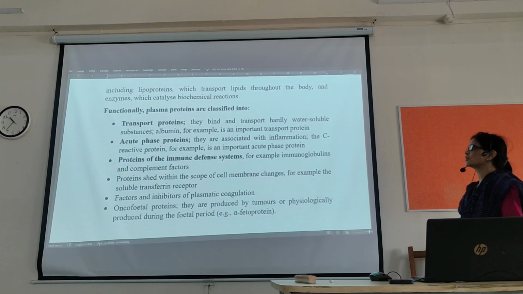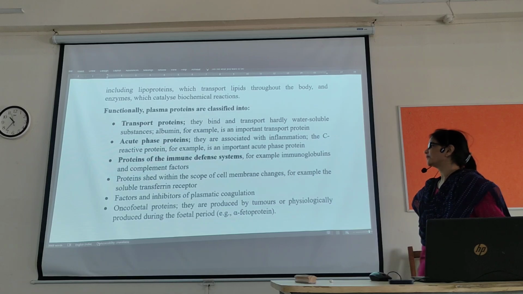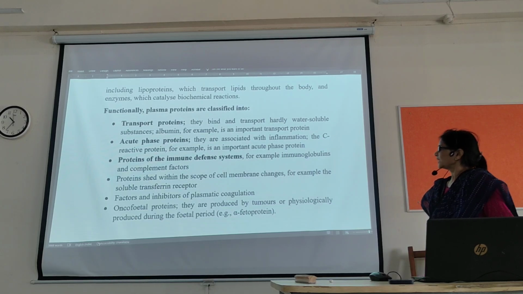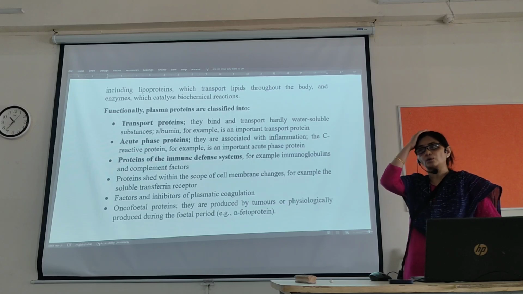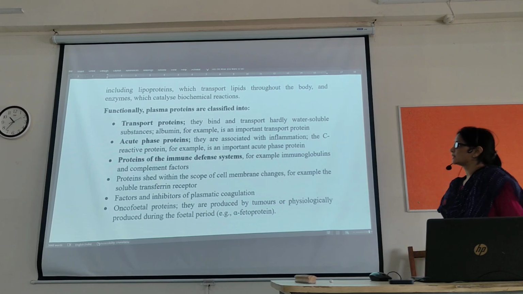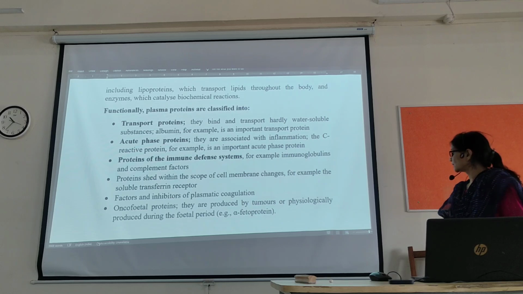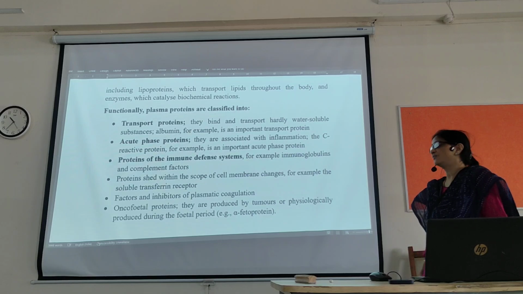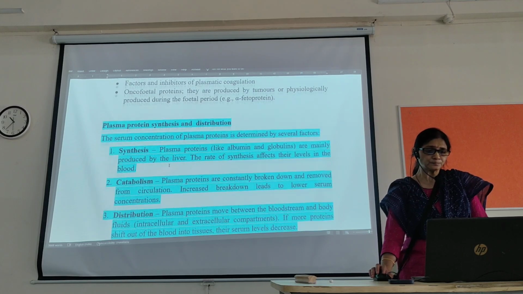Proteins which are shed within the scope of cell membrane changes, for example soluble transferrin receptors. Then the next type is the factors and inhibitors of the plasmatic coagulation. The coagulation or clotting factors in plasma, those factors and inhibitors also act as plasma proteins. Then oncofetal proteins are produced by tumors, or physiologically produced during the fetal period, for example alpha fetoprotein. So this is just a small classification of the plasma proteins.